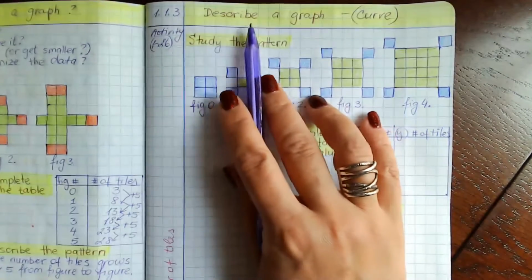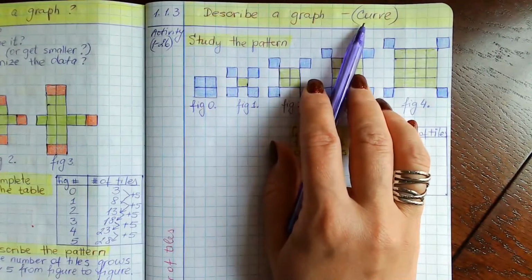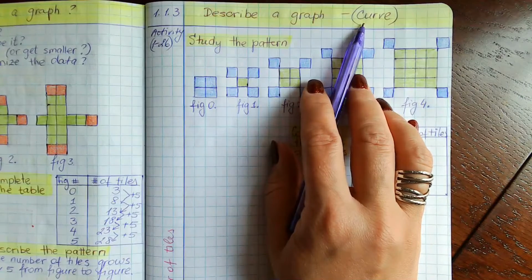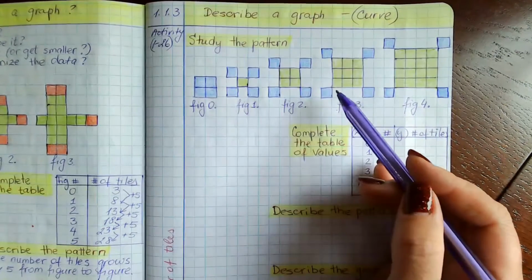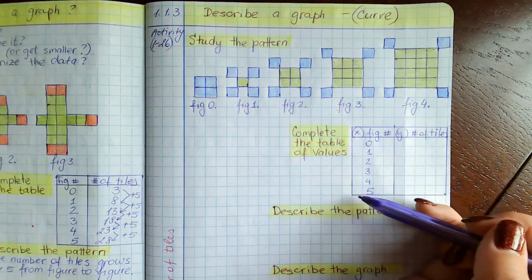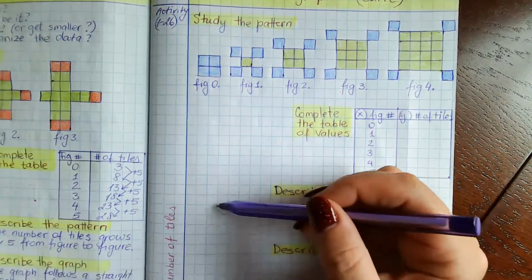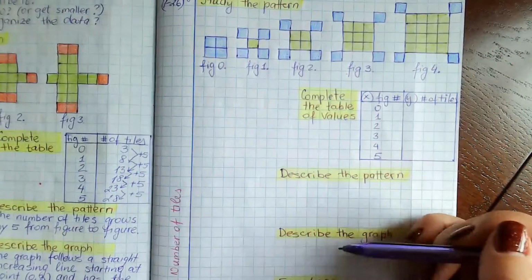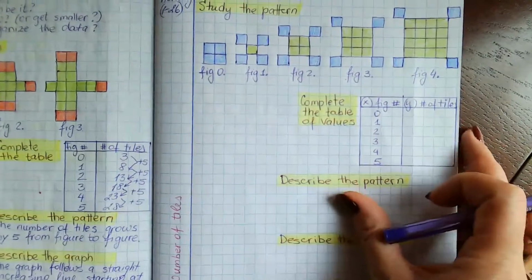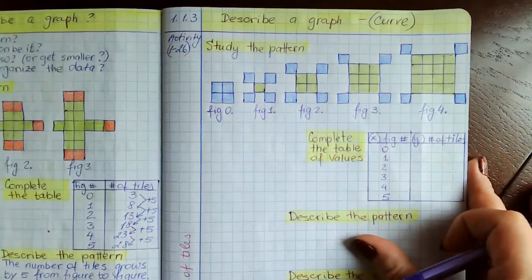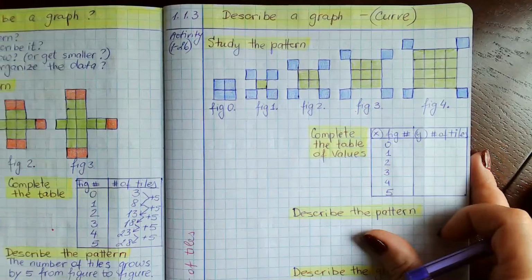In this video, we have a graph that will be a curve, and we'll see how that happens by studying our pattern, completing the table of values, graphing our set of data, then we'll describe the graph and come up with an equation. So one step at a time.